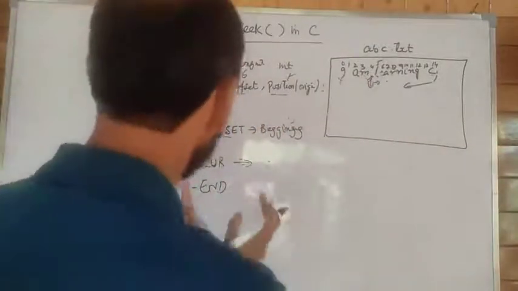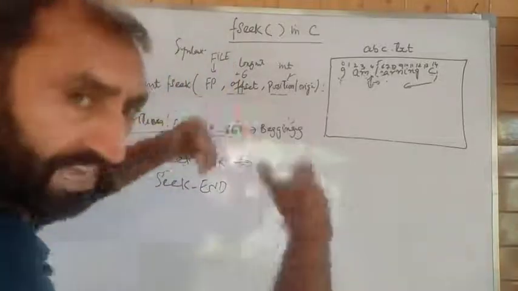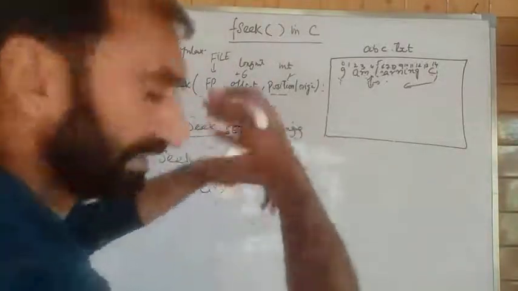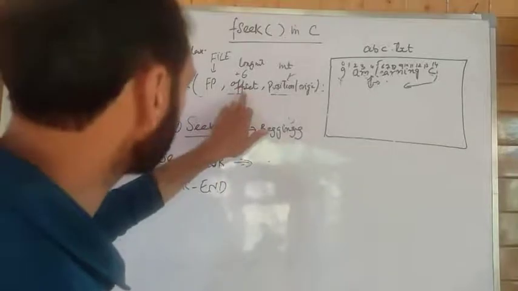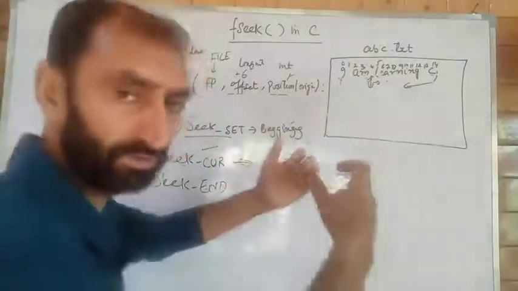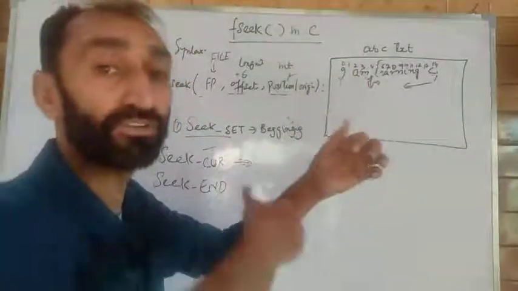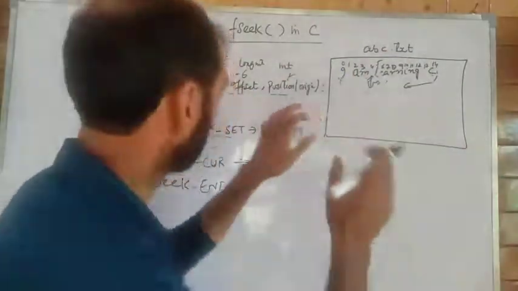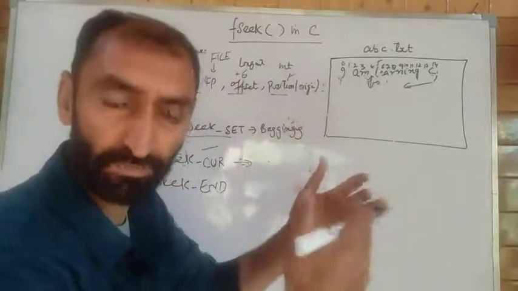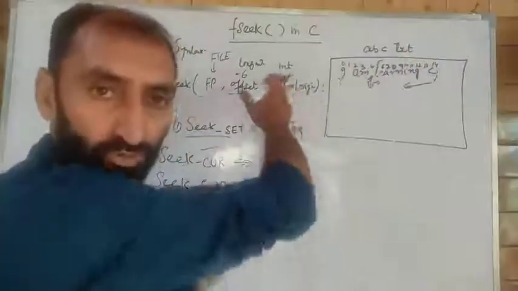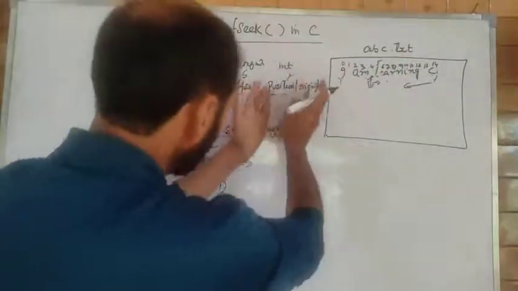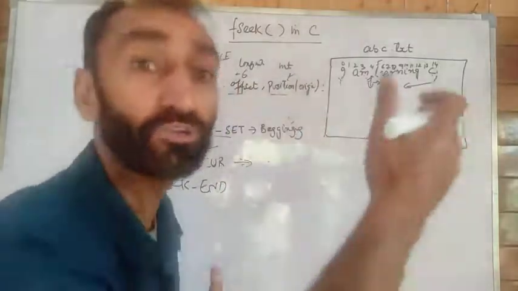So we can say this is a file pointer through which we can access the files. Offset means how many bytes you want to move the cursor, either forwards or backwards. If you want to move the cursor forwards, you have to show it as a positive value. If you want to move the cursor backwards, you have to show it as a negative value. Okay, and position or origin means from where you want to move the cursor.